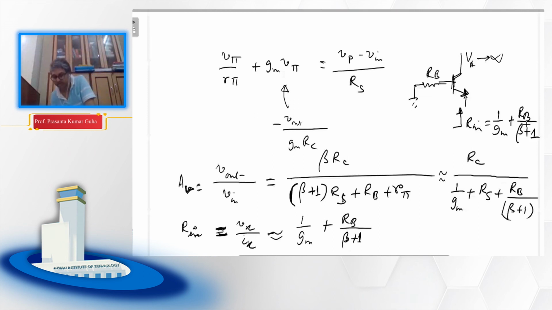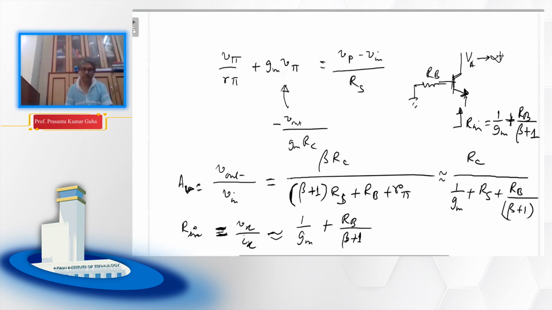You remember in our common emitter discussion, RE, which we were applying at the degenerated emitter, is reflected with a multiplication factor of beta plus 1. Here the equation comes in such a way that we are dividing RB by beta plus 1. Okay, again just to relate with our previous discussion.